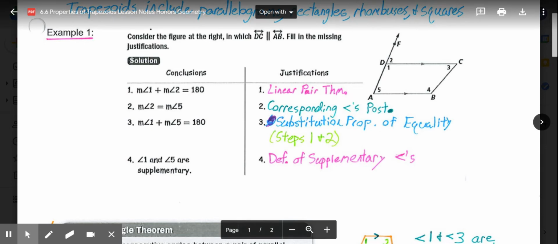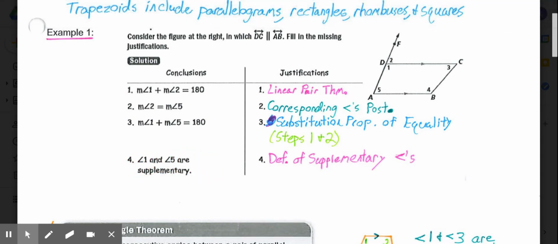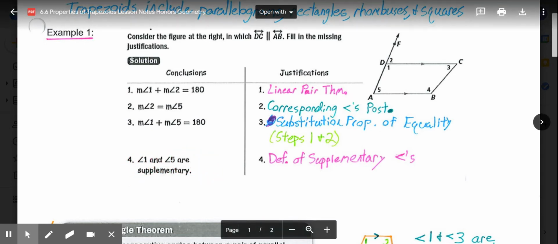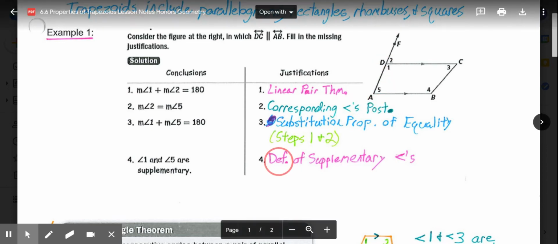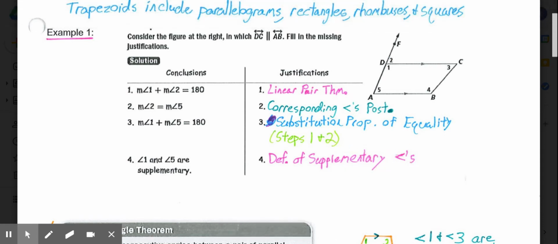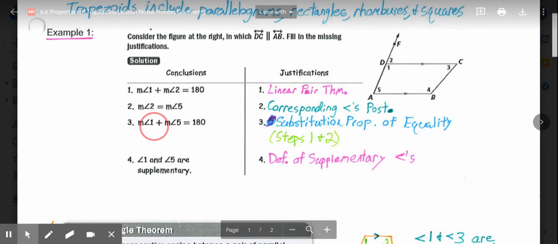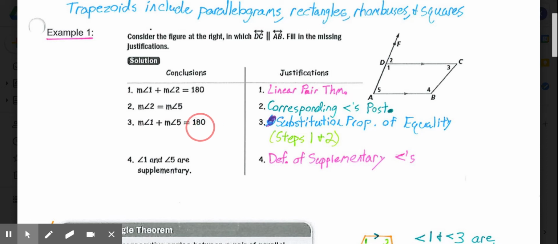And then last but not least, 1 and 5 are supplementary. In this case, that would just be the definition of supplementary angles, because the definition says that the measure of the two angles equals 180 degrees. Step 3 already gave us our reasoning, so in step 4 we just had to rewrite that conclusion. Since they add to be 180, they are also supplementary, which comes from the definition of supplementary angles.